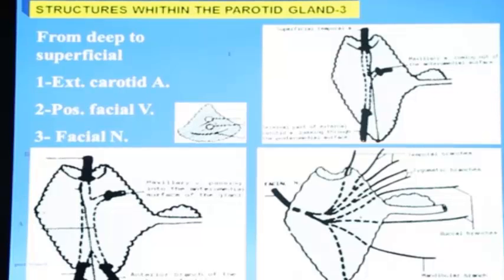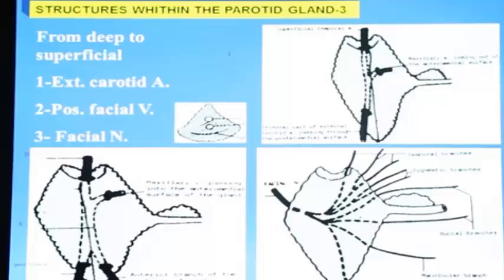The deepest one is the external carotid artery. So external carotid artery, then posterior facial vein, then facial nerve. So these are the structures within the parotid gland: facial nerve, posterior facial vein, and external carotid artery.